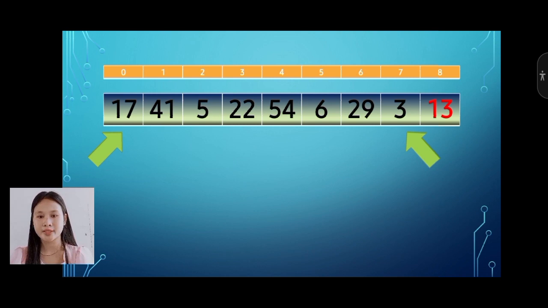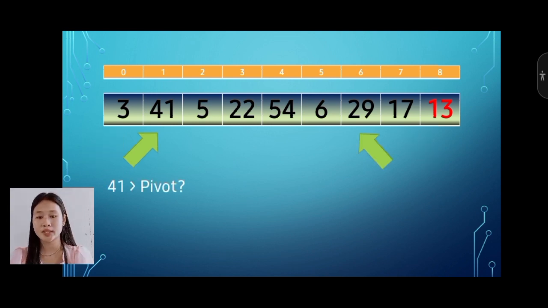Now we're going to jump over to the 3. It is less than the pivot. So yes, since 17 is larger than the pivot and 3 is less than the pivot, we know that we can swap the 3 with the 17. Now we'll move both pointers in towards the center.